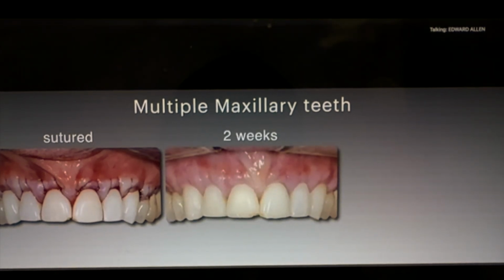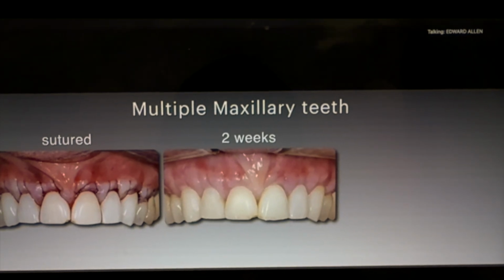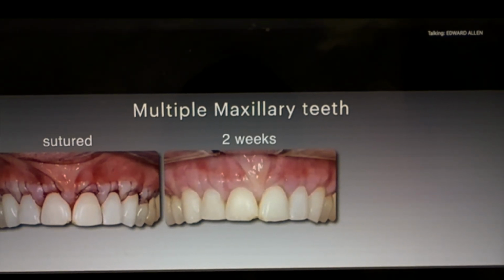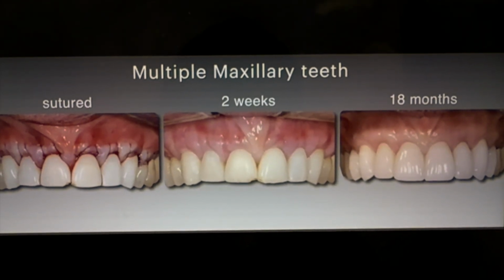And then you see a 2-week outcome. And minimal inflammation, once again, complete root coverage. Patient has a really easy time even treating the entire upper arch at one time.